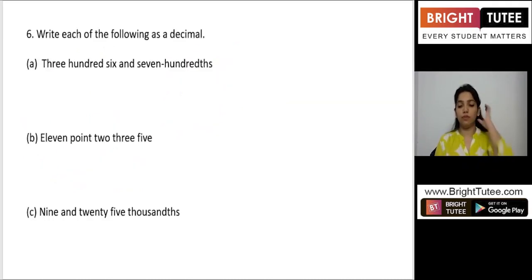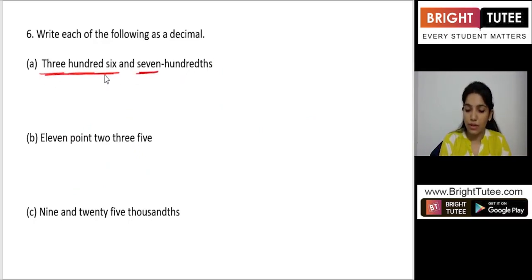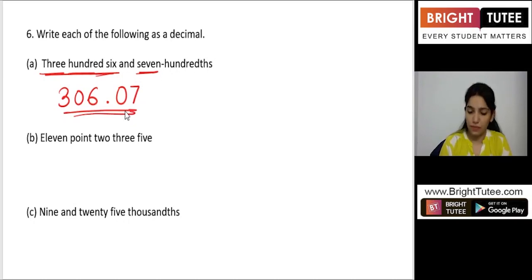Now write each of the following as decimals. So the number is 306 and 7 hundredths. So who's sitting at the hundredths place is a 7. Then we have got 306. So 306.07, with the 7 at the hundredths place. So nothing at the tenths place. We just have got a 7 at the hundredths place. Clear?